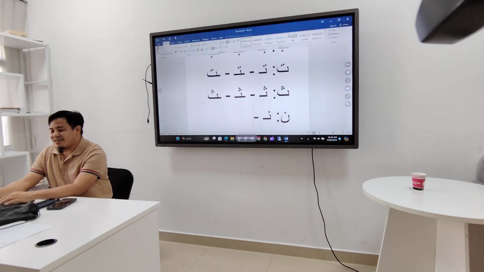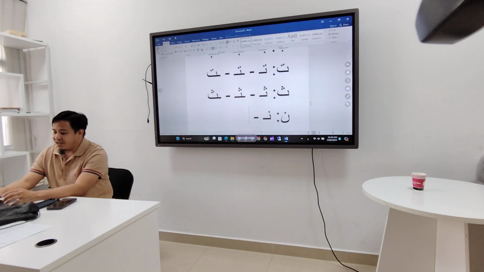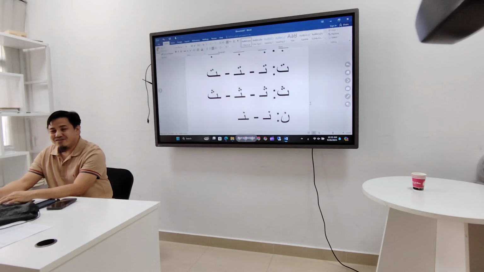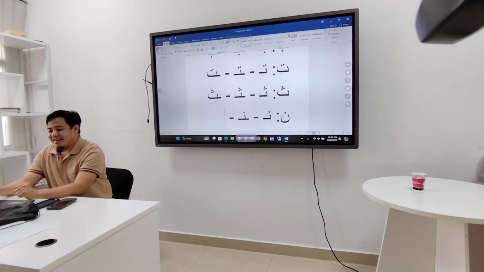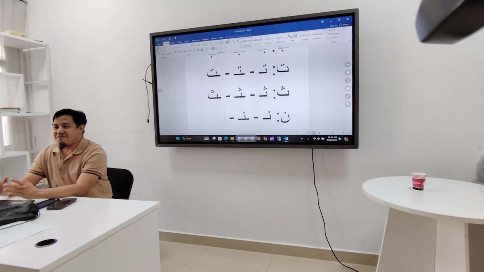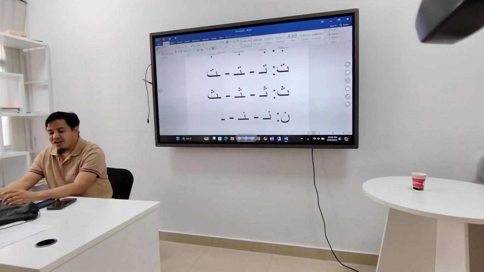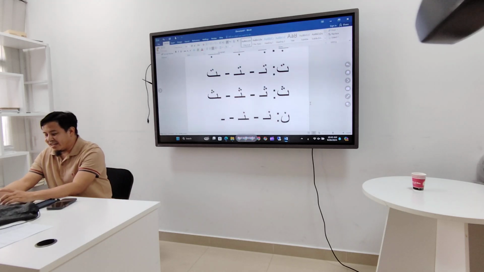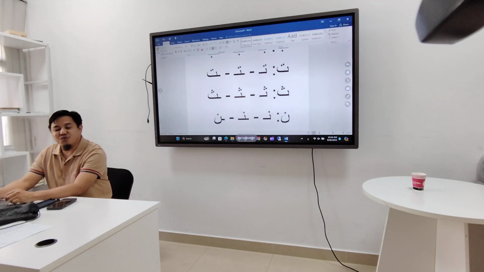Next, when nun is in the middle, there is a connector. Write nun in the middle, then connect it to the next letter. That is nun. Then nun in final form: a connector, connected from the previous consonant letter, and then write the letter nun. That is the shape of nun.